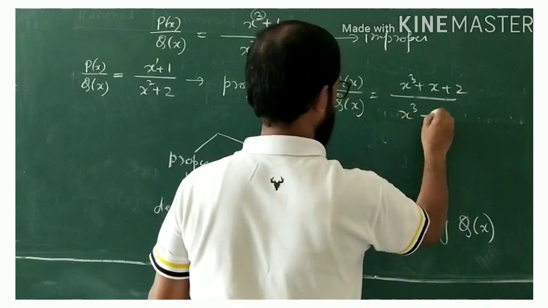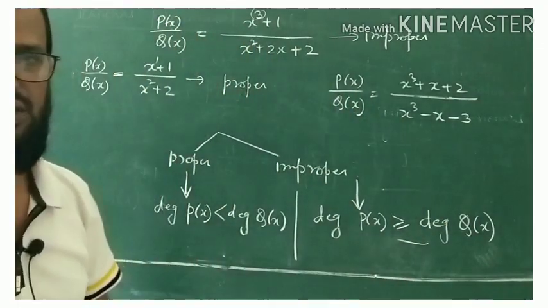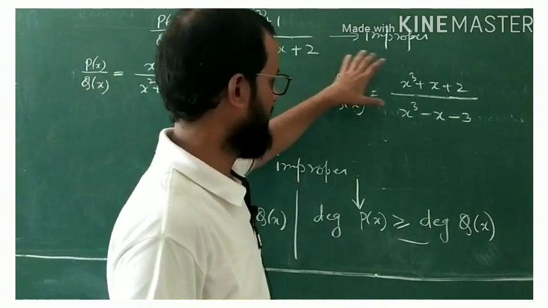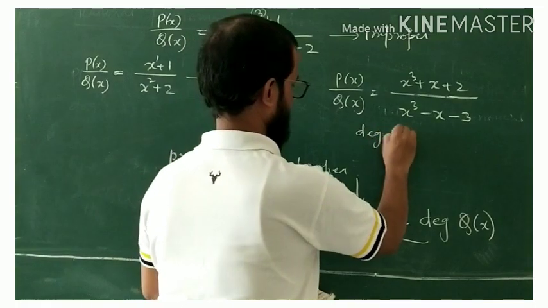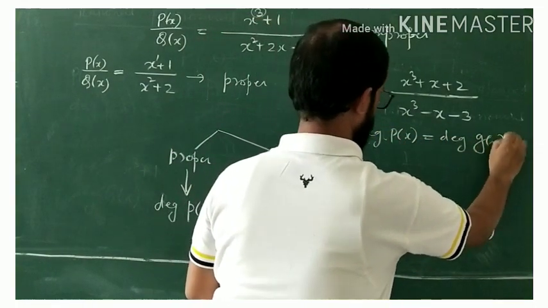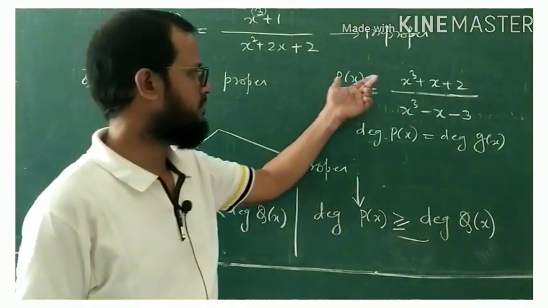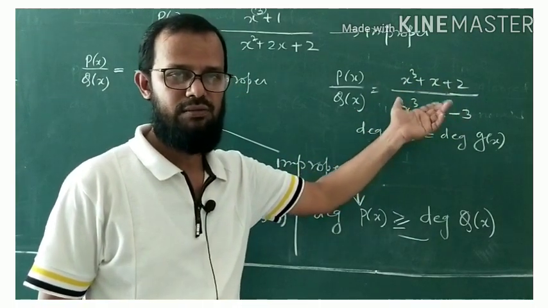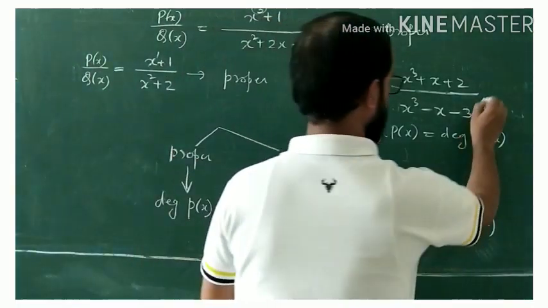Another example: suppose P(x) by Q(x) equals x cube plus x plus 2 divided by x cube minus x minus 3. This is a polynomial function, and this is a polynomial, so it is a rational polynomial function. Here the degree of P(x) equals the degree of Q(x). If equality is there, again you can say it is a rational polynomial function which is improper. Improper.